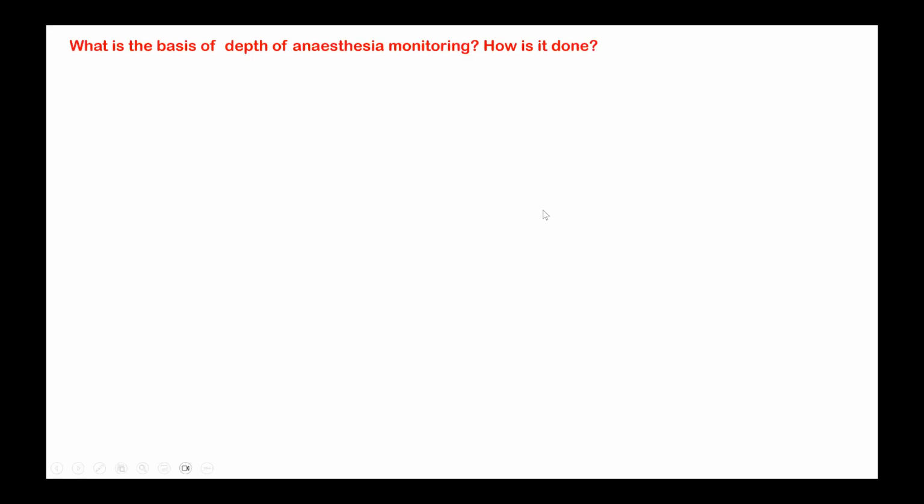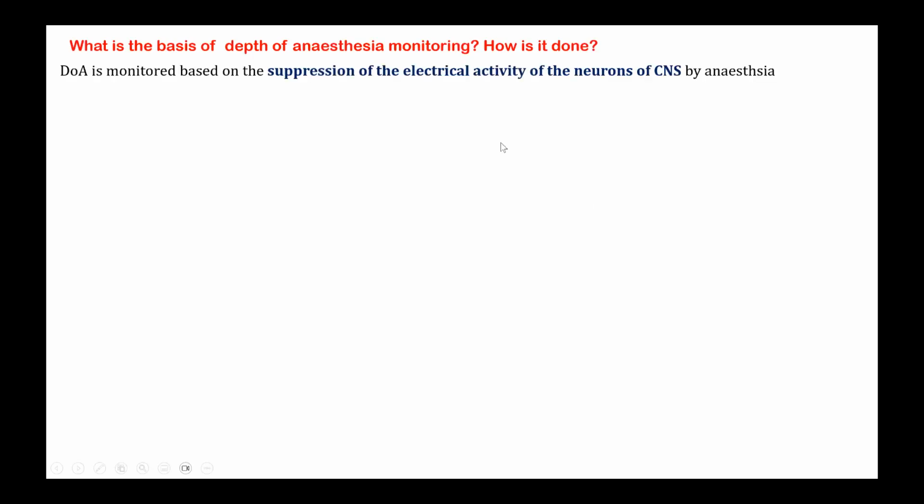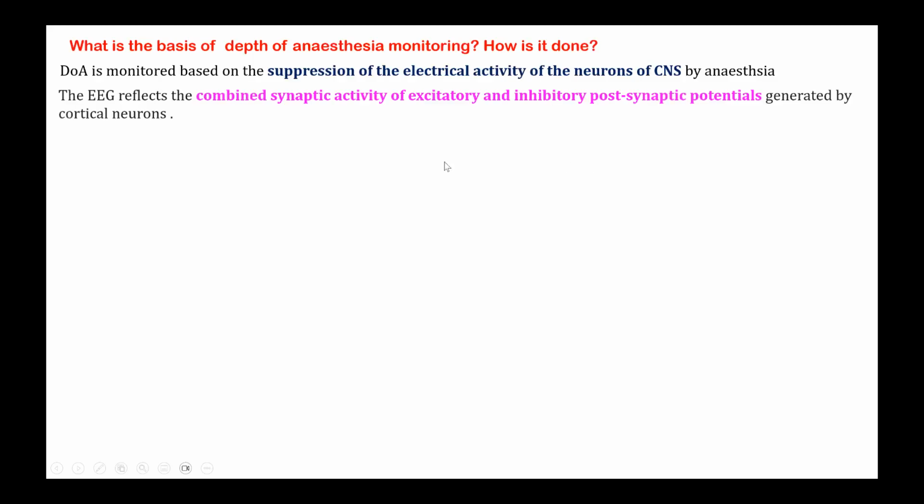So, what is the basis of the anesthesia monitor and how is it done? It is a suppression of electrical activity of the neurons of the central nervous system. That is how most of the anesthetic agents act. And the EEG reflects the combined synaptic activity of both excitatory and inhibitory postsynaptic neuron activity, of cortical neurons.